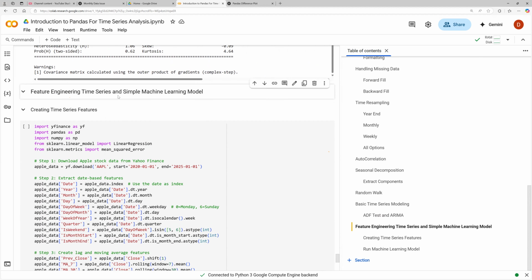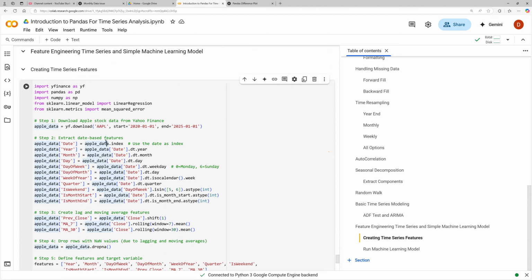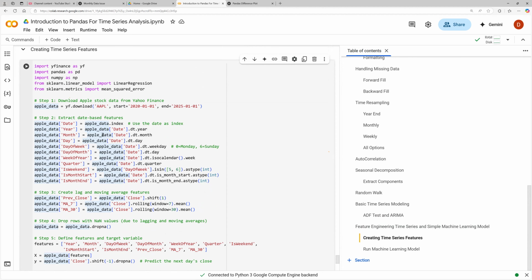Now, finally, we're going to be talking about feature engineering time series, and then also putting it into a simple machine learning model. You could manufacture features from a simple date, right? Which is pretty amazing. So here in Apple, we've got the date, I could extract the year, month, day, the day of the week, the day of the month, the week of the year, quarter. Is it a weekend? Is it a month start? Is it a month end? Okay, so there's multiple features.